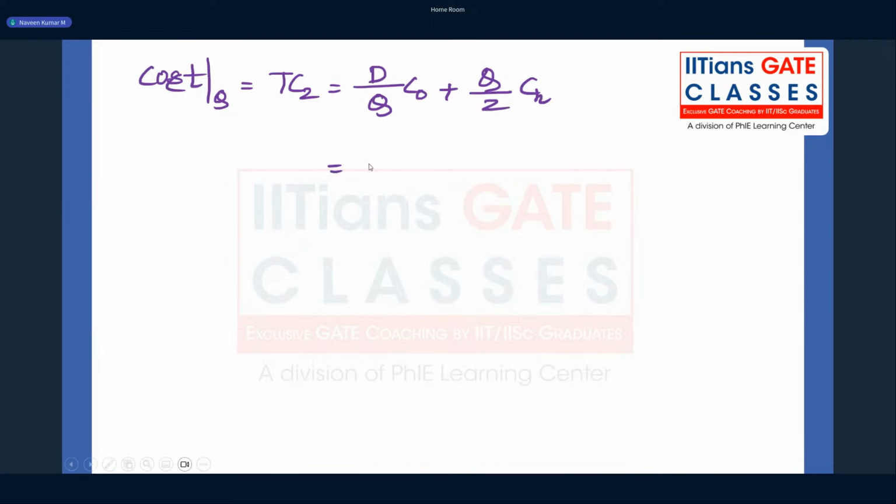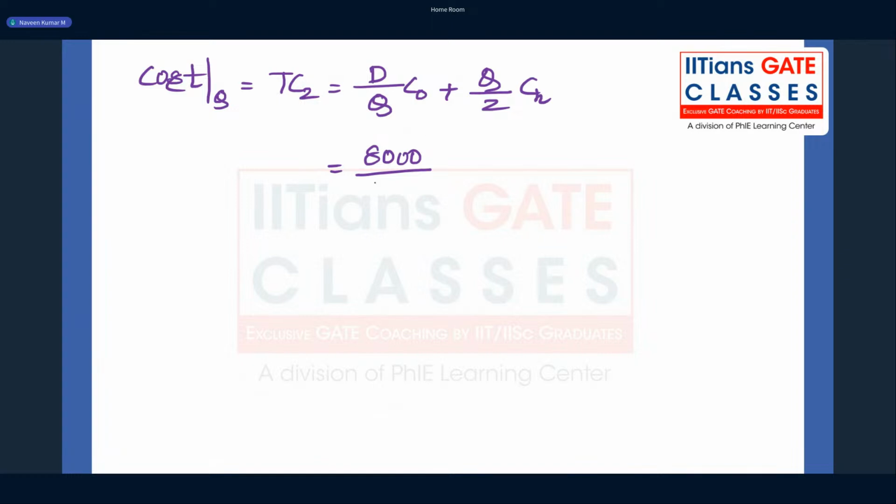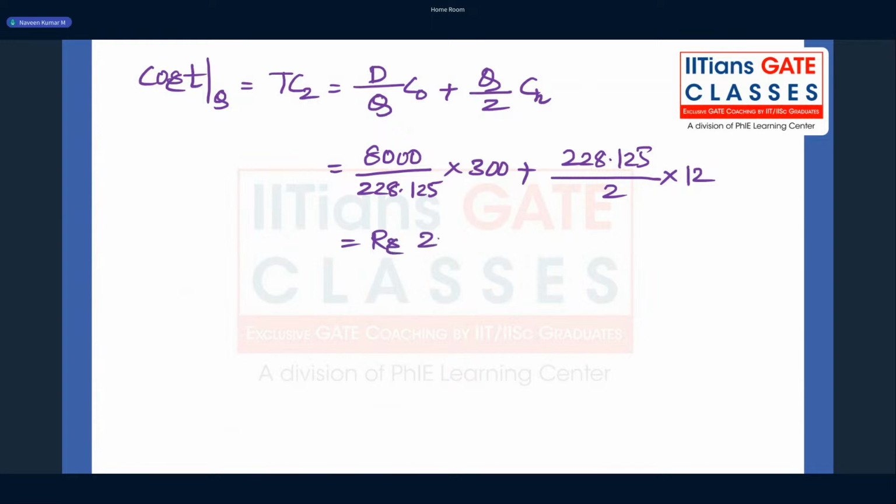So what is demand? 8000, obviously. 8000 divided by the value of Q, which is 228.125. Substituted into C naught. What is the value of C naught? That is 300, right? Plus Q by 2, that is 228.125 divided by 2 into CH, that is I think 12, right? So you do the calculation, you'll get the answer as rupees 29947.74, right?